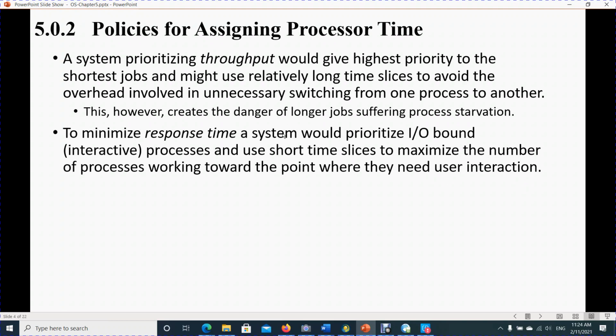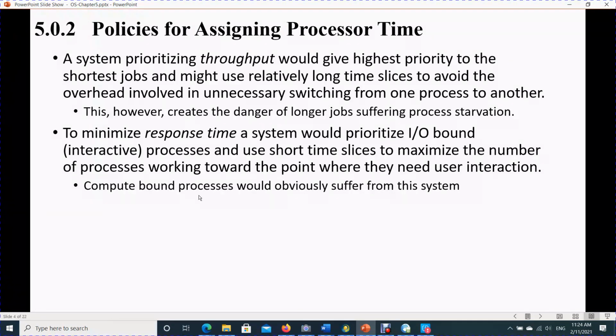Minimizing response time in a system would be implemented using I/O-bound processes and short time slices, maximizing the number of processes that get the opportunity to work toward the point where they need some input-output. In this kind of a system, compute-bound processes are likely to suffer.